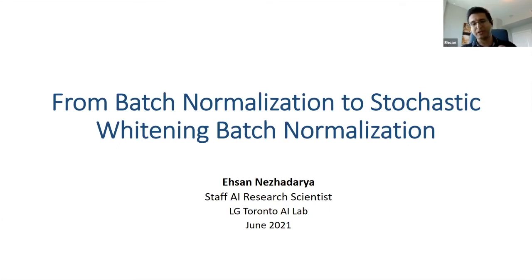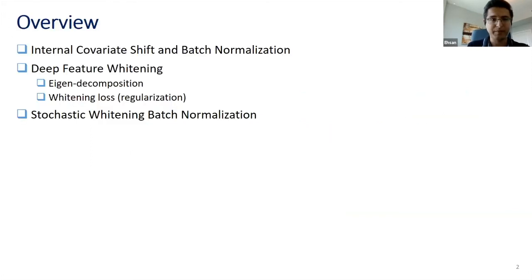So maybe in this talk, we have more time to go over some of the background as well. So first, I'm going to talk about the internal covariate shift problem and some background. So the internal covariate shift problem, batch normalization and deep feature whitening, these are mainly the background I'm going to give you. And then finally, our proposed stochastic whitening batch normalization.